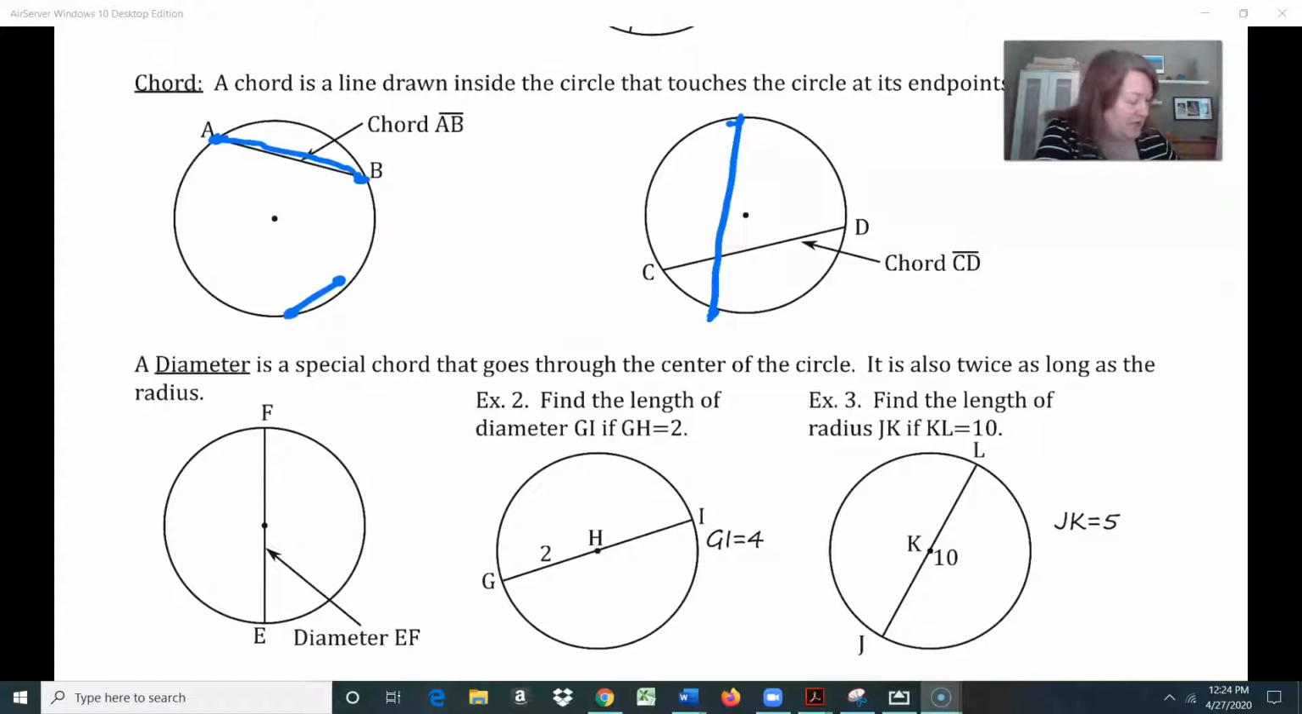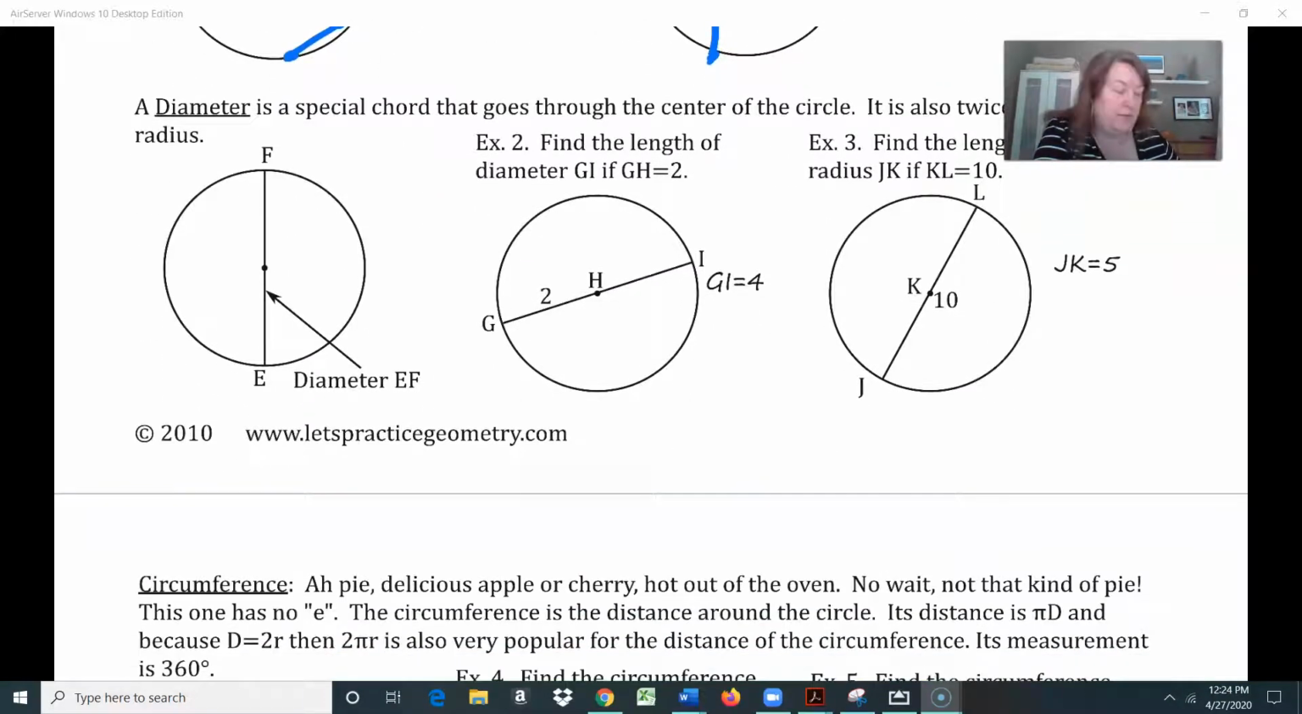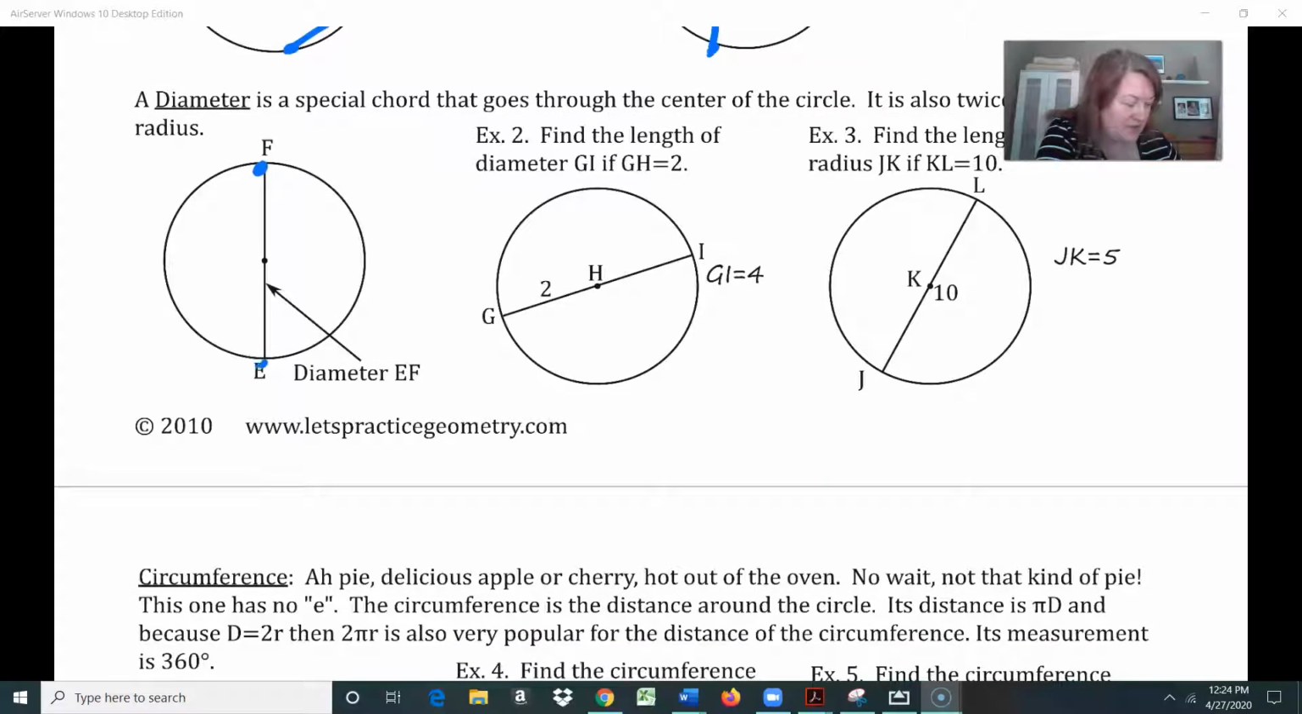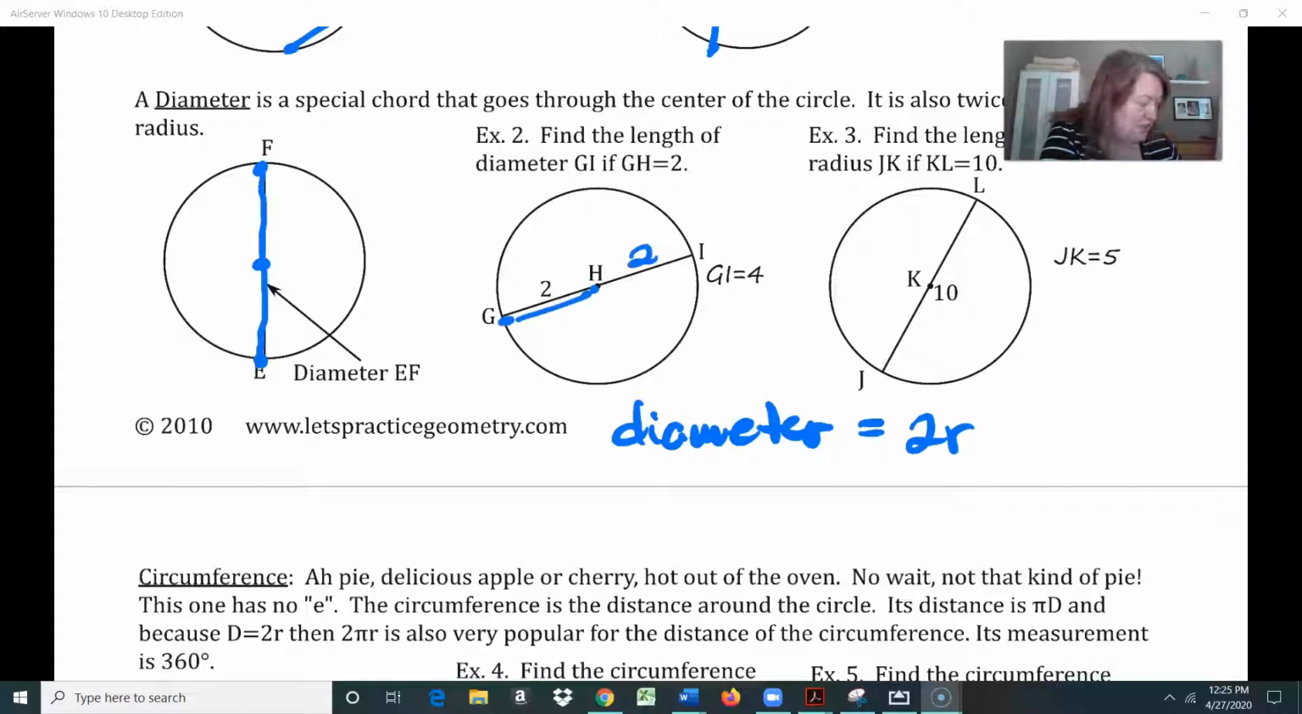Then we have our special type of chord, which is a diameter. This is the one that starts at one end, goes to the other end, but happens to go through the middle. So it still has two endpoints on the circle itself. So that's a diameter. And what do we know a diameter is? A diameter, we always know, is equal to two radii added together. So if they, in this example, give us from G to H is 2, then we know this is also 2, and so the diameter would be equal to 4.